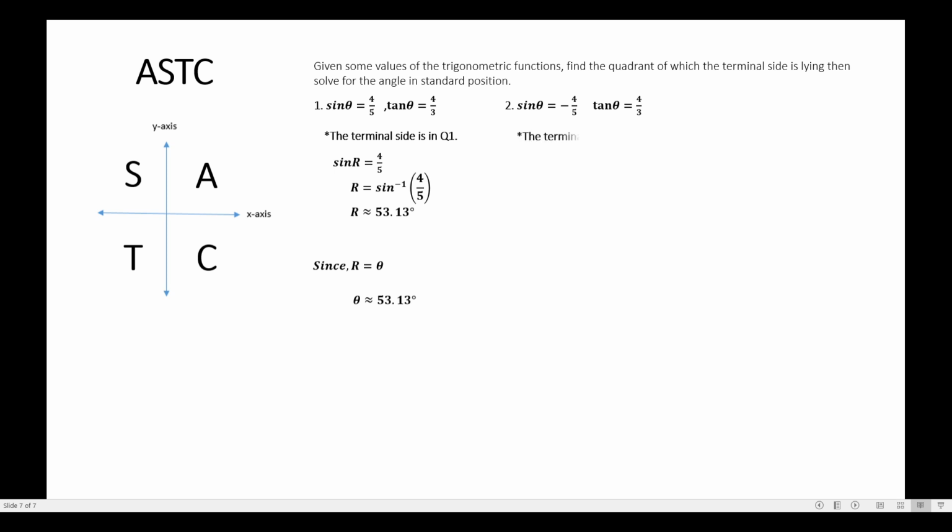And in this case, the terminal side is actually in quadrant 3. How did I know? That's based on ASTC. So that's how ASTC helps. It helps you determine the position of the terminal side. So in this case, the terminal side is in quadrant 3. Using the tangent function, you have tangent r equals 4 over 3. So the reference angle is the inverse of the tangent of 4 over 3. That means you will get the same 53.13 degrees.